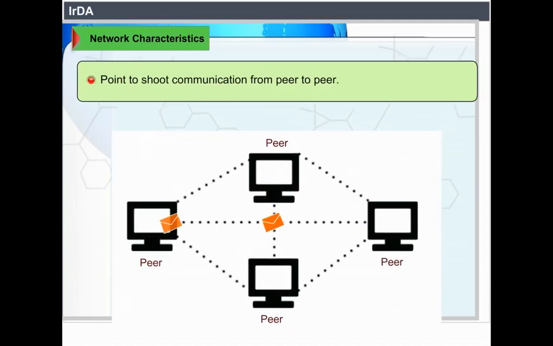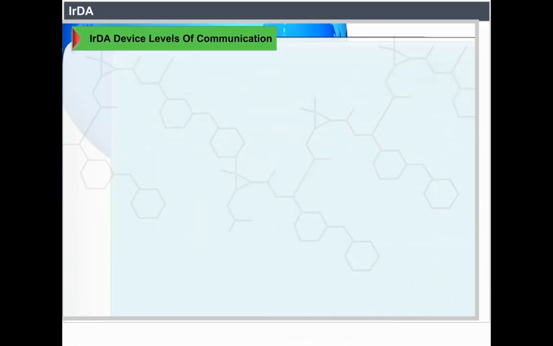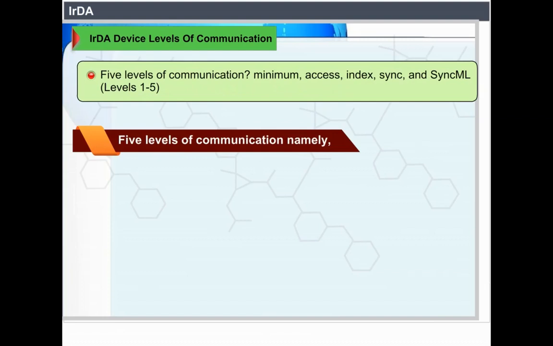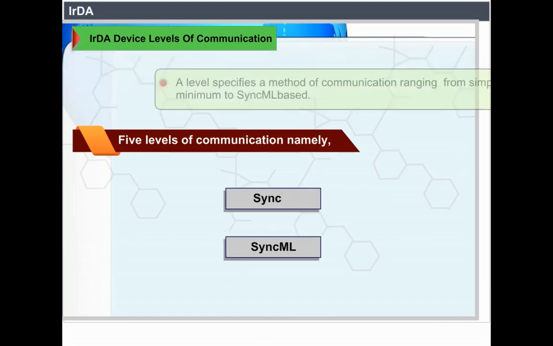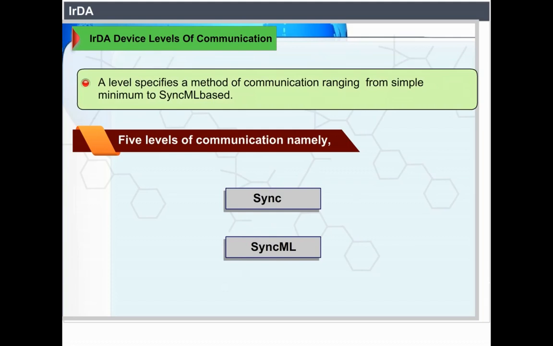Network characteristics. Point-to-shoot communication from peer-to-peer. IRDA device levels of communication. 5 levels of communication: minimum, access, index, sync and sync ML, level 1 to 5. A level specifies a method of communication from simple to sync ML based.